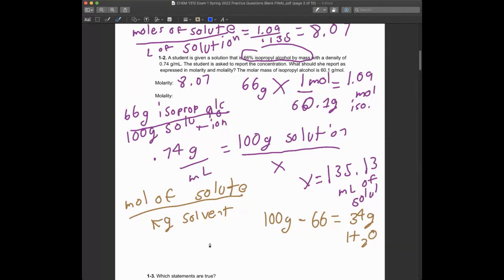Converting that to kilograms, we get 0.034. And then we take our moles of solute, which we found on the top part, 1.09. When you solve the problem, you get 32.0 molal.